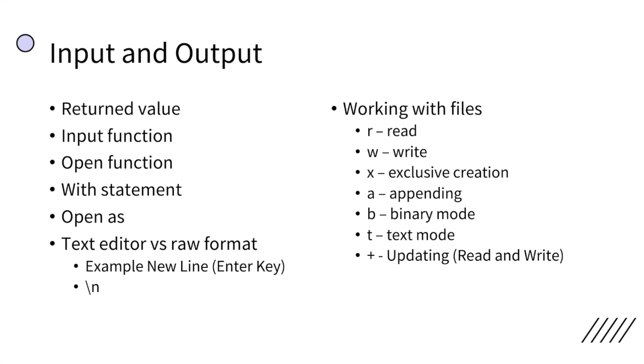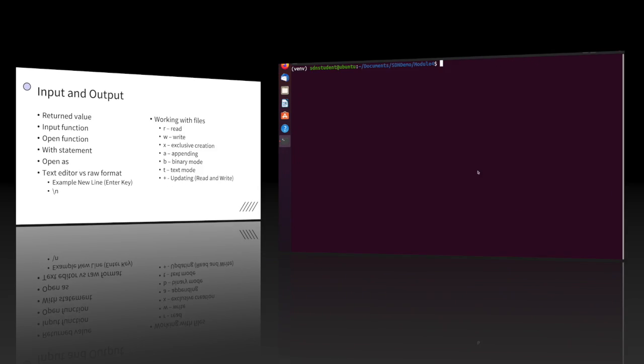I have in here text editor versus raw format. If you're looking at something in a text editor, you hit the enter key and you don't think anything of it. But when you're looking at it in raw format, it's actually going to add that \n, which stands for new line. So you've got to account for different characters that you enter, such as tabs, spaces, because although they may not be visible when you're looking at something in a text editor, they will still be visible to Python and that code.